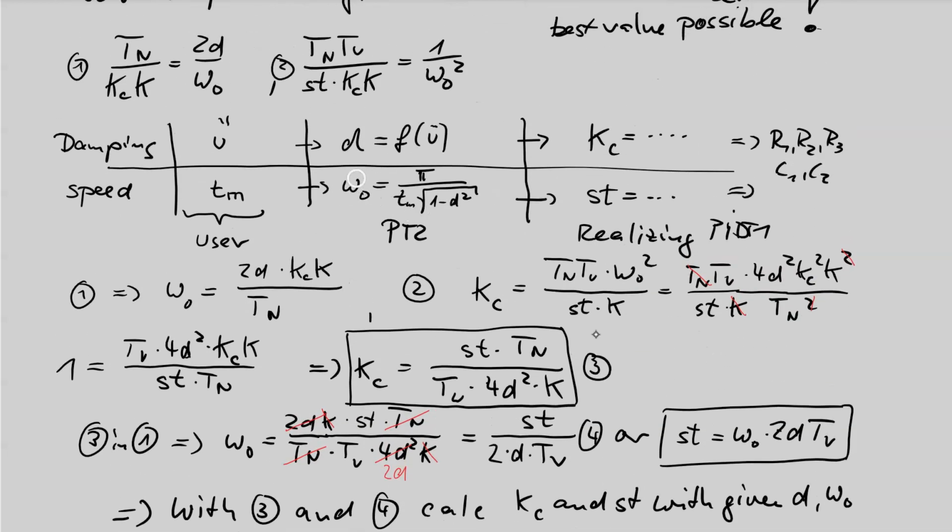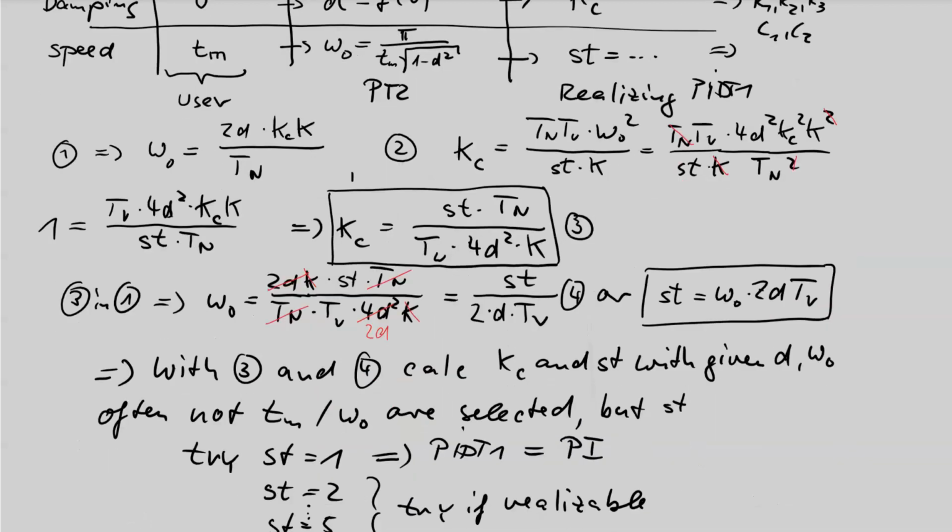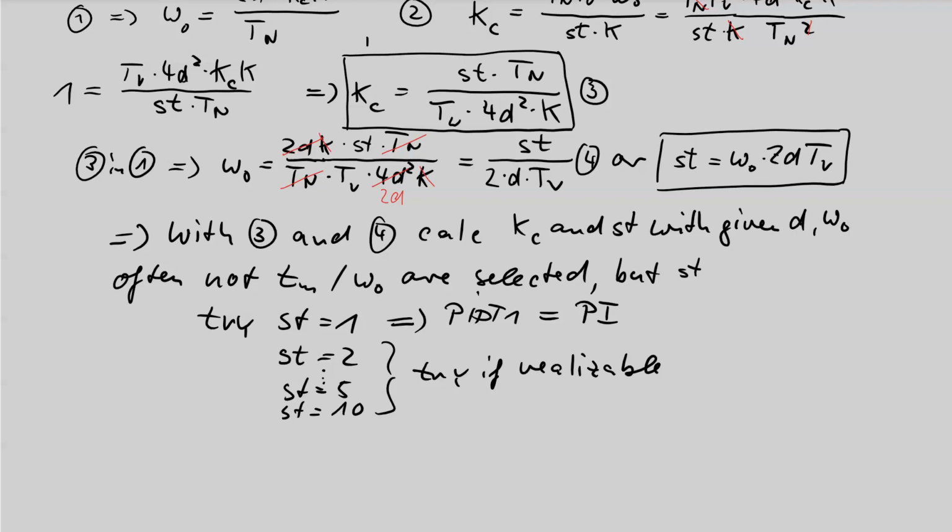That means if omega naught is proportional to step depth, Tm is inversely proportional to omega naught. So if step depth is doubled, Tm is divided by 2. So step depth is a real speed parameter. The larger the step depth, the smaller Tm. The larger the step depth, the larger the speed. Yes, step depth is a real speed parameter.